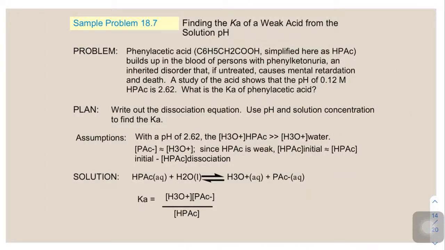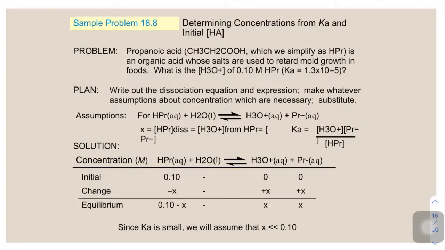Okay, so let's look at sample problem 18.8 first. We have propanoic acid, CH3CH2COOH. Ka is given as 1.3 times 10 to the power of negative 5. The question asks us to calculate the concentration of H3O plus. As what we have discussed just now, when we have propanoic acid, this is a weak acid, meaning that we have to construct the ice table, because not all propanoic acid will dissociate into ions.